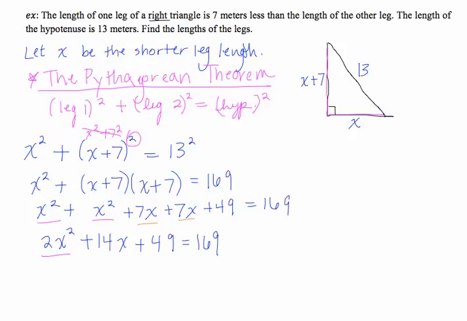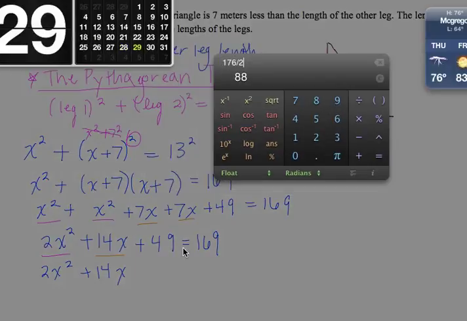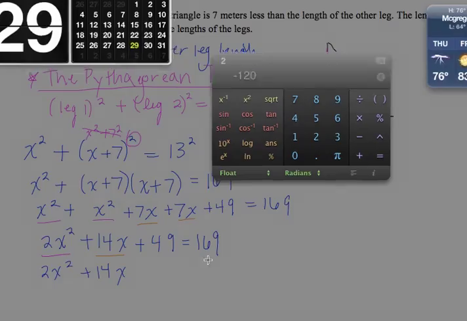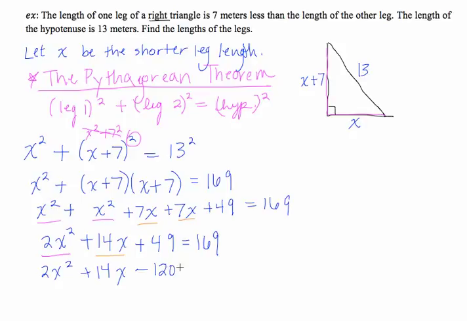So we have combined like terms, but it's not equal to 0. It's a quadratic equation, which means we have to make it equal to 0 before we can solve. So we need to move that 169 over. Okay, so what is 49 minus 169? Do that on your calculator. 49 minus 169 is negative 120. So minus 120 is equal to 0. Now it's equal to 0, so hopefully this thing factors.